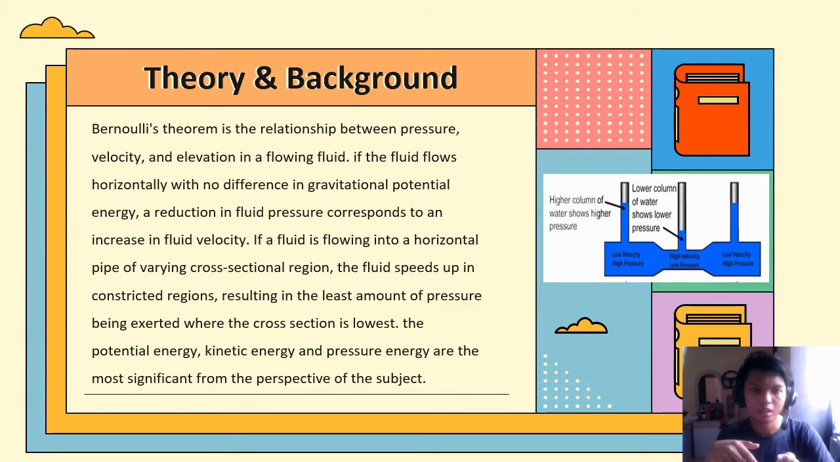Next, we go to the theory and background of the Bernoulli theorem. The basic principle of the Bernoulli theorem involves the pressure and the velocity of the fluid. The higher the velocity of the fluid, the lower the pressure inside the tube. When the fluid is flowing through a varying cross-sectional region of the tube, when the cross-section is small, the velocity of the fluid increases and the pressure at that point decreases. Potential energy, kinetic energy, and pressure energy are the most significant from the perspective of the subject.